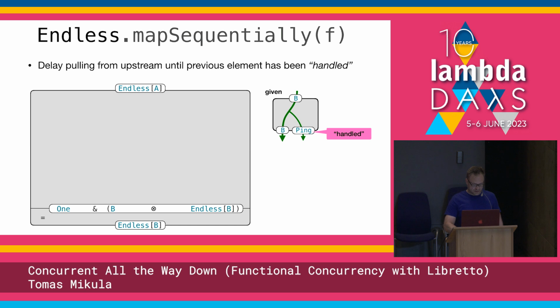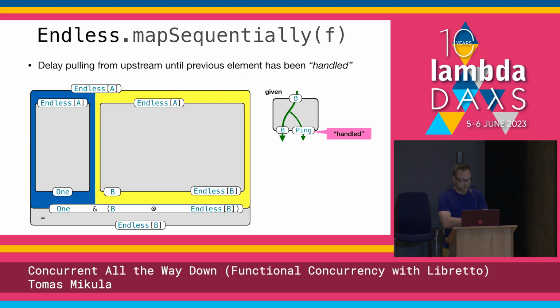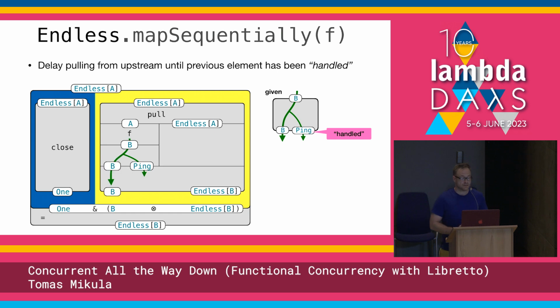So, expanding the definition of endless, we branch. On the left side, that's not interesting. The consumer is not asking for more elements, so we close. On the right, we pull one element, map it using the given function, and let it signal to us when it has been handled. Now we invert this notification, this ping, into a pong traveling backwards.